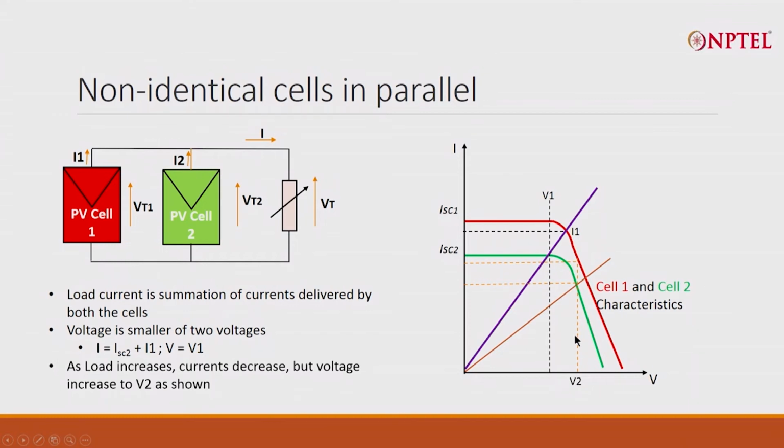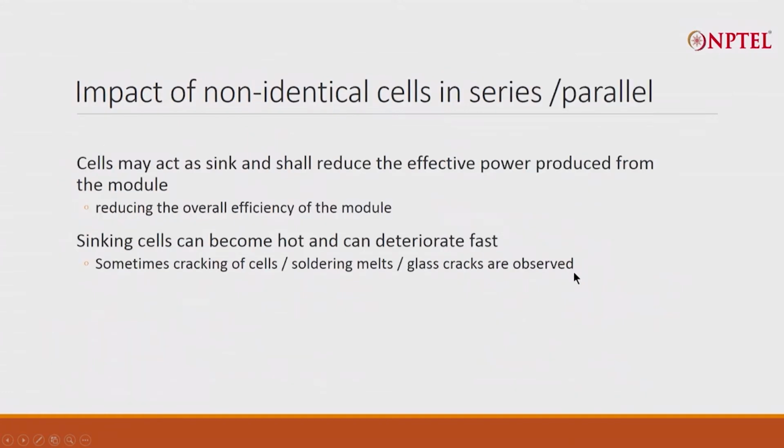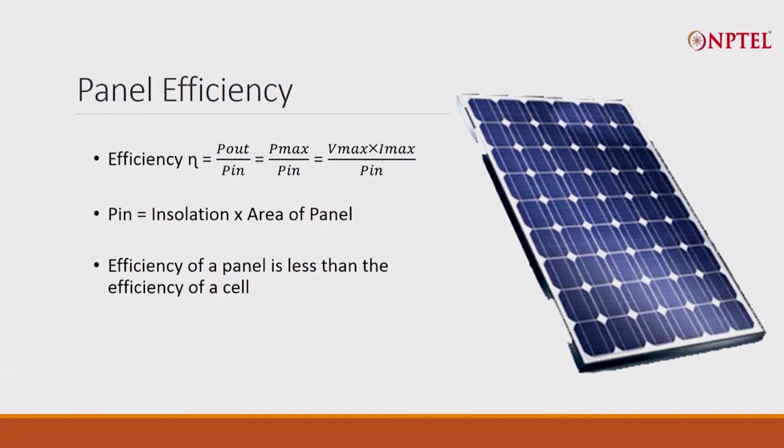So, the current that will flow is less. Cells may act as a sink and shall reduce the effective power produced from the module, reducing the overall efficiency of the module. Sinking cells can become hot and can deteriorate. We already talked about it.